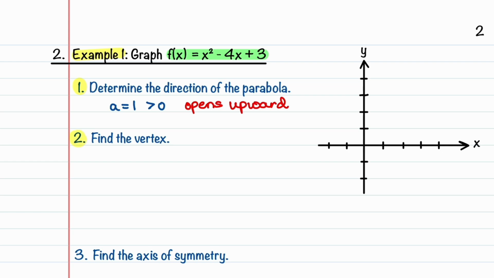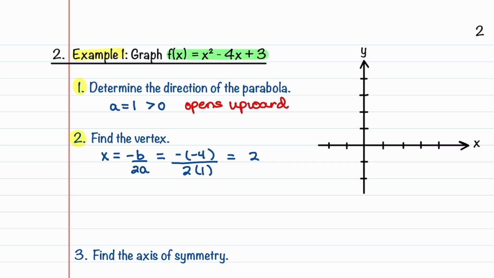Let's now find the vertex. To find the vertex, we're going to let x be equal to minus b over 2a. If we look up at our function that I've highlighted in green, we can see that b is negative 4, so we have minus a negative 4. We have to watch out with those negatives. And we divide it by 2 times a, which is 1. So this is just 4 divided by 2, which is 2. That's the x component of our vertex.